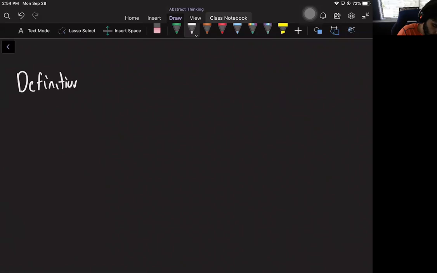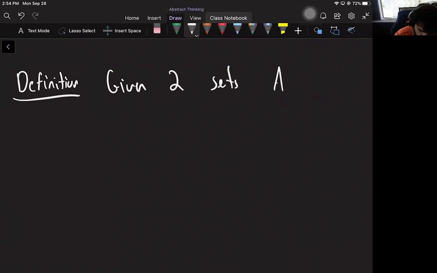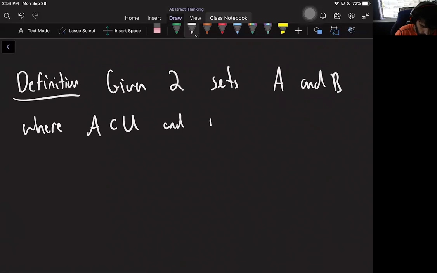Well, actually, no. Okay, so given two sets, A and B, where they both live inside of some universal set, we can define another concept called the relative complement.